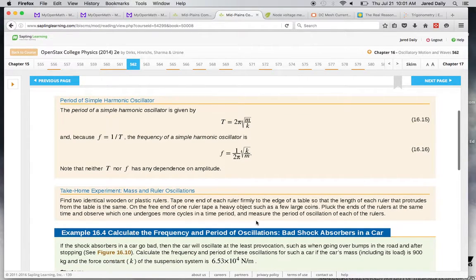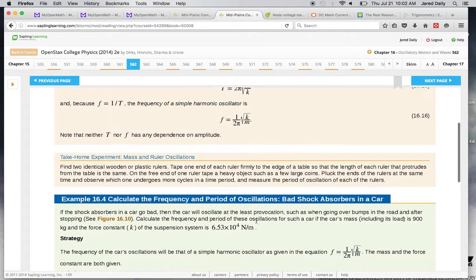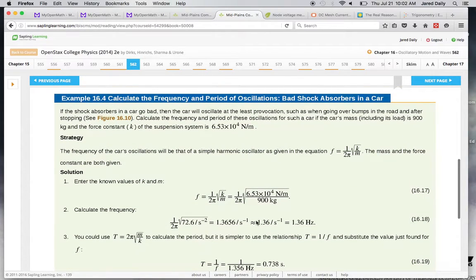And neither of these depends on how far you pull the spring, as long as you don't pull the spring so much that it bends it or that it's not behaving linearly anymore. If you pull it further, it'll be moving faster as it goes to the middle point, and it will go through its entire motion in the same amount of time, with the same frequency and the same period.